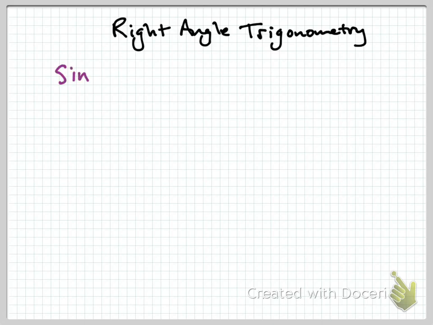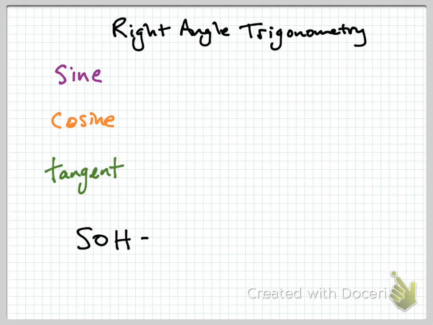But I have sine, I have cosine, and I have tangent, which are my three primary trigonometric ratios, we call them. And so there's actually a mnemonic that we use to remember these, and it goes like this. It's called SOH-CAH-TOA.